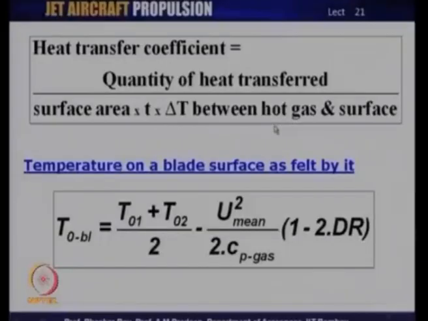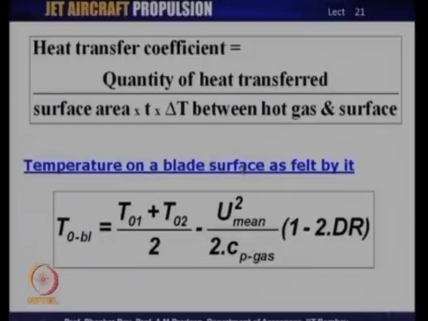Now, if you have a cooled blade, the blade is continuously being cooled, and as a result there is a continuous temperature differential between the hot gas and the blade surface, and as a result there is a continuous heat flux from the hot gas onto the blade surface. This heat flux needs to be continuously taken away by the cooling method that is deployed inside the gas turbine. Now, this is the heat transfer coefficient one needs to cater to.